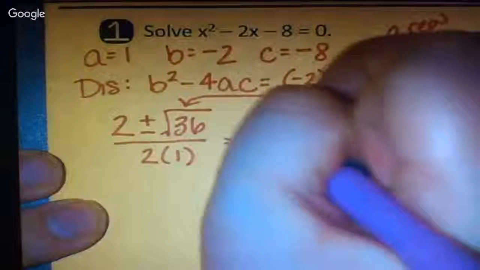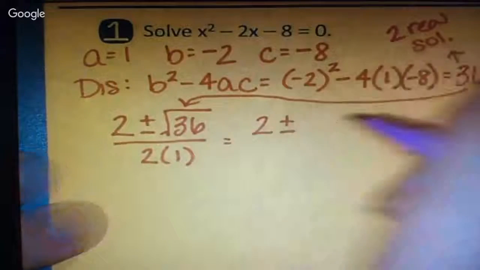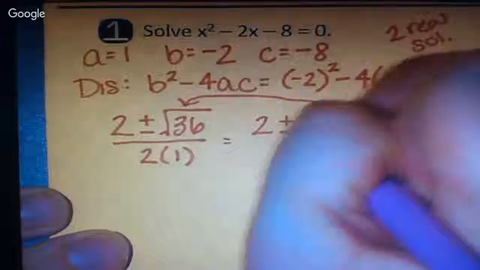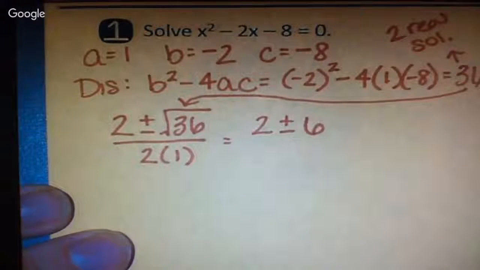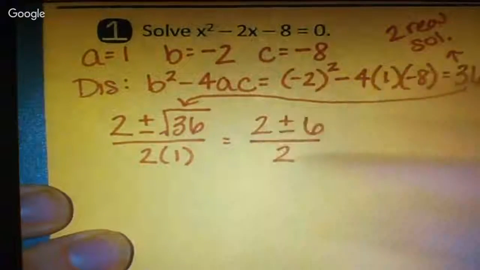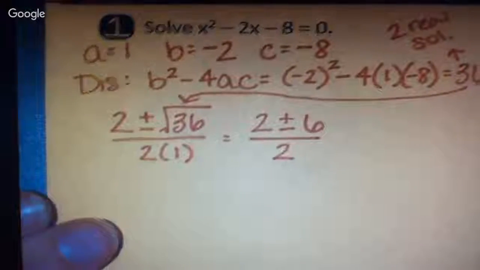So basically, 2 plus or minus the square root of 36. How do we know that that's 6? Divided by 2, because 2 times 1 is 2.